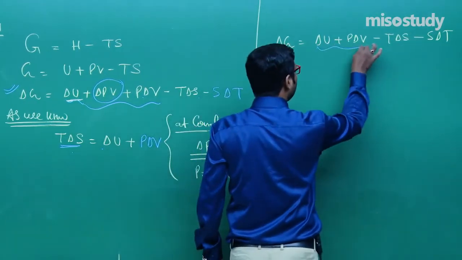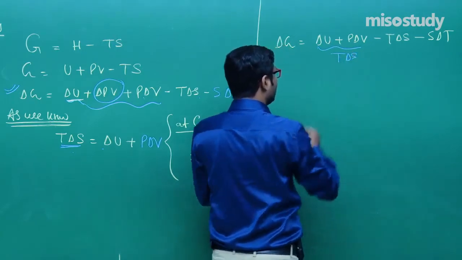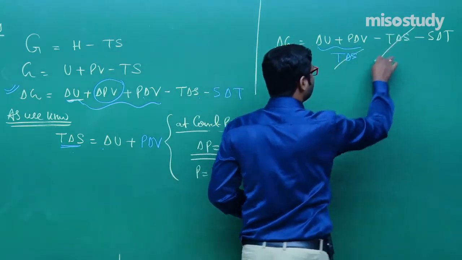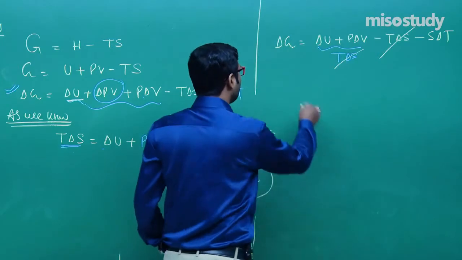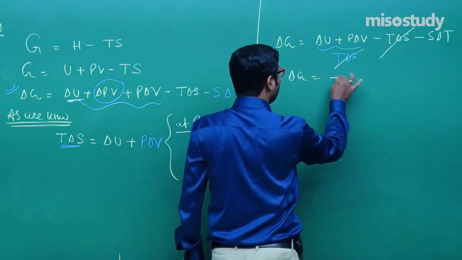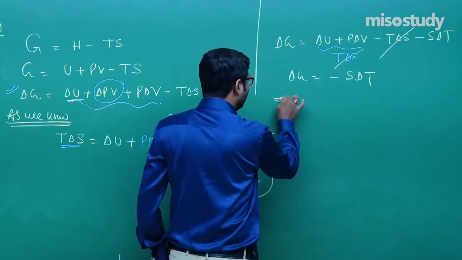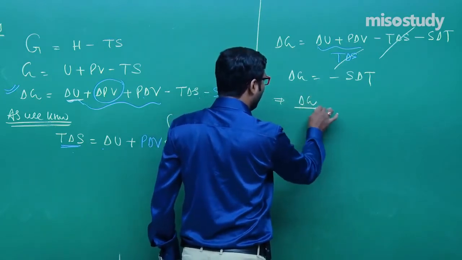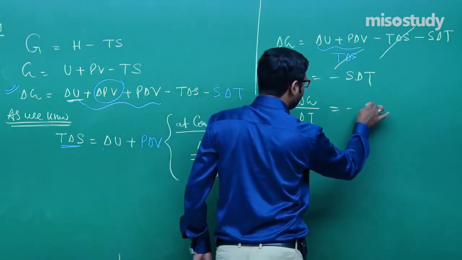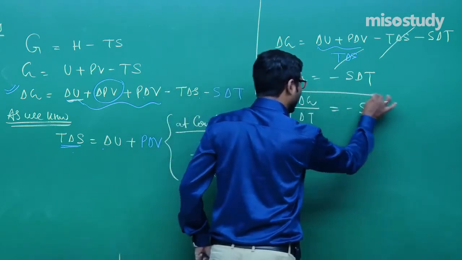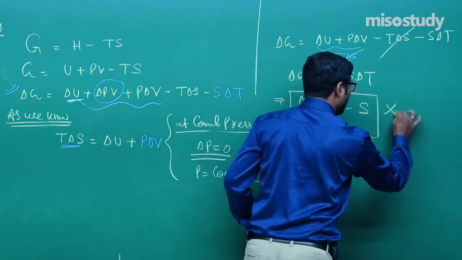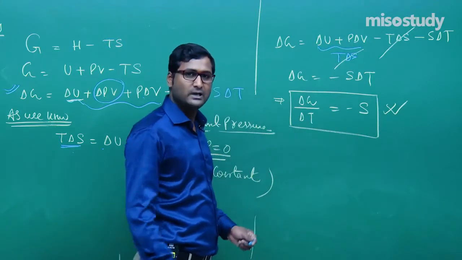This is equal to T delta S. So what will happen? These will cancel each other. So delta G is equal to minus S delta T. Clear? Now delta G upon delta T is equal to minus S. Am I right or wrong? Sir, you are absolutely right.